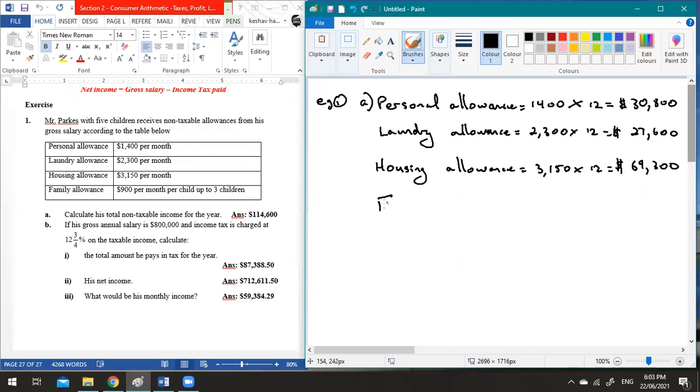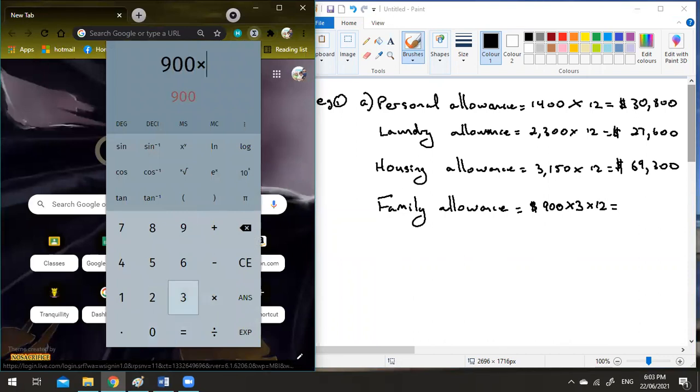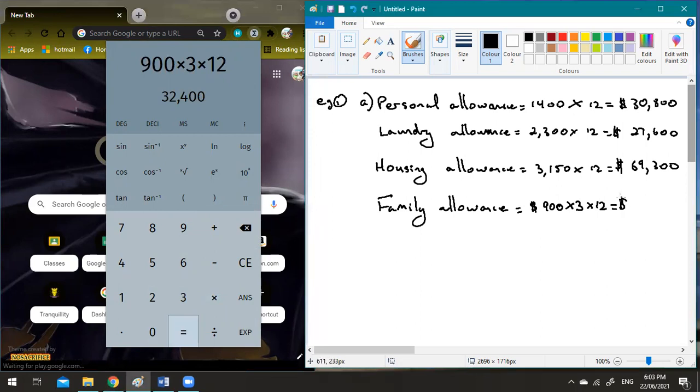And the family allowance is $900 per child for up to 3 children. So even though he has 5 children, he will only qualify for 3 times this amount for the year, which is 12 months. So 900 by 3 multiplied by 12, $32,400.